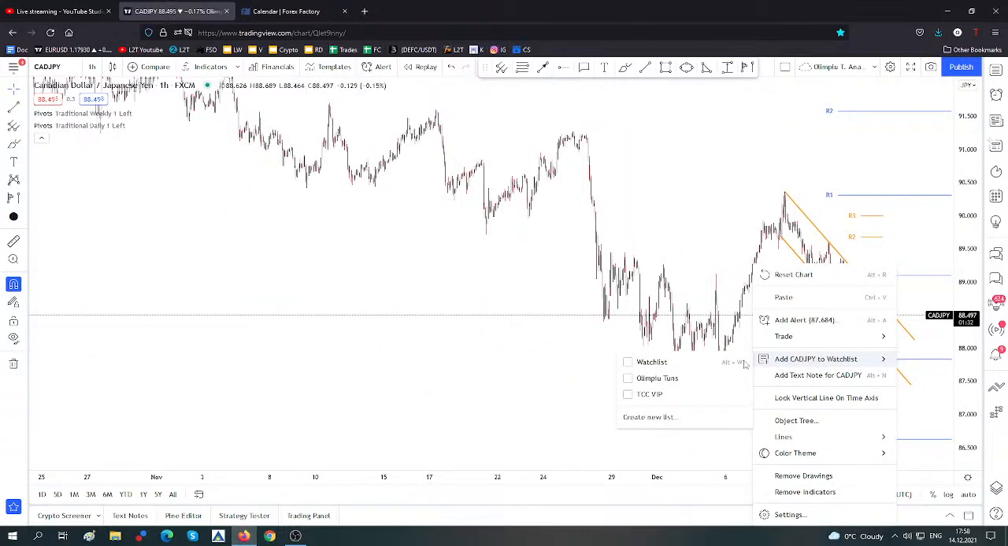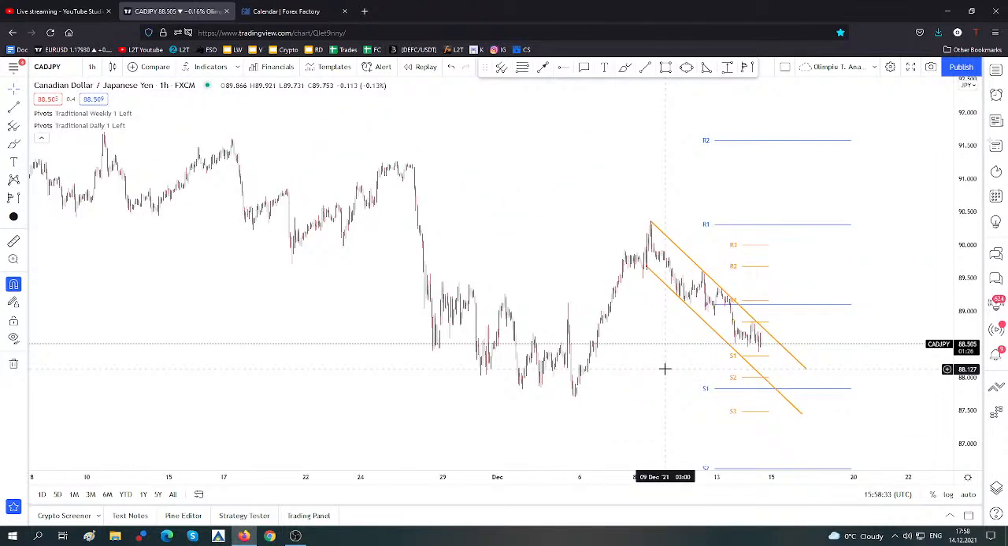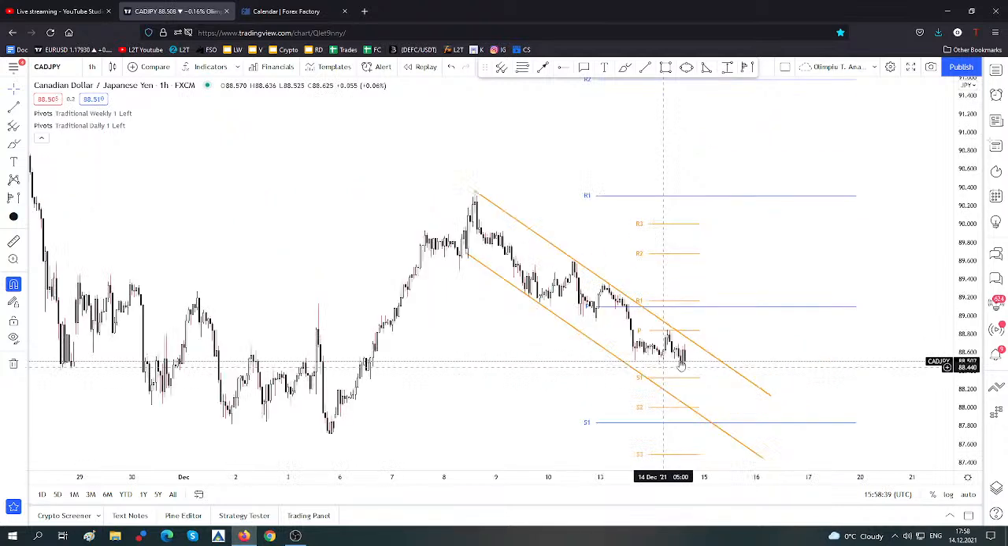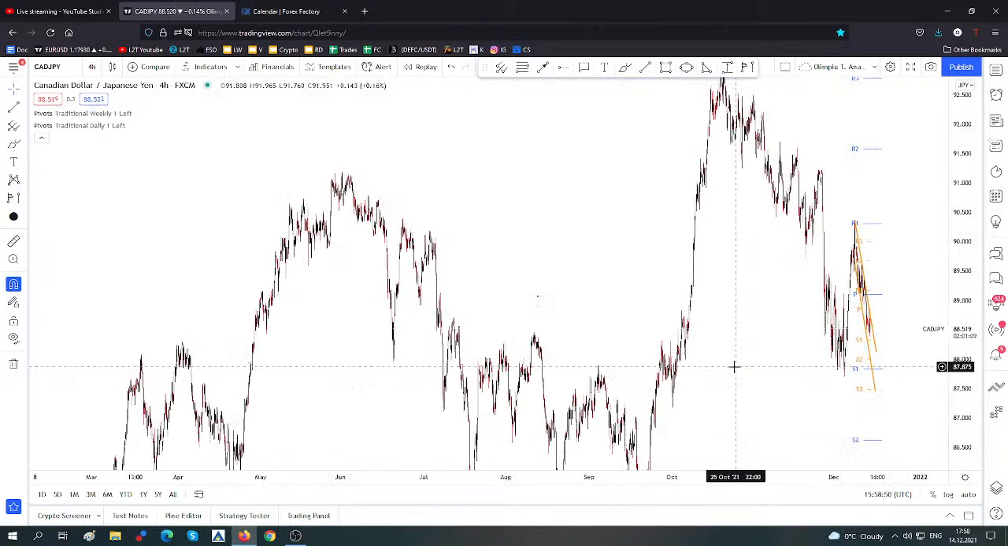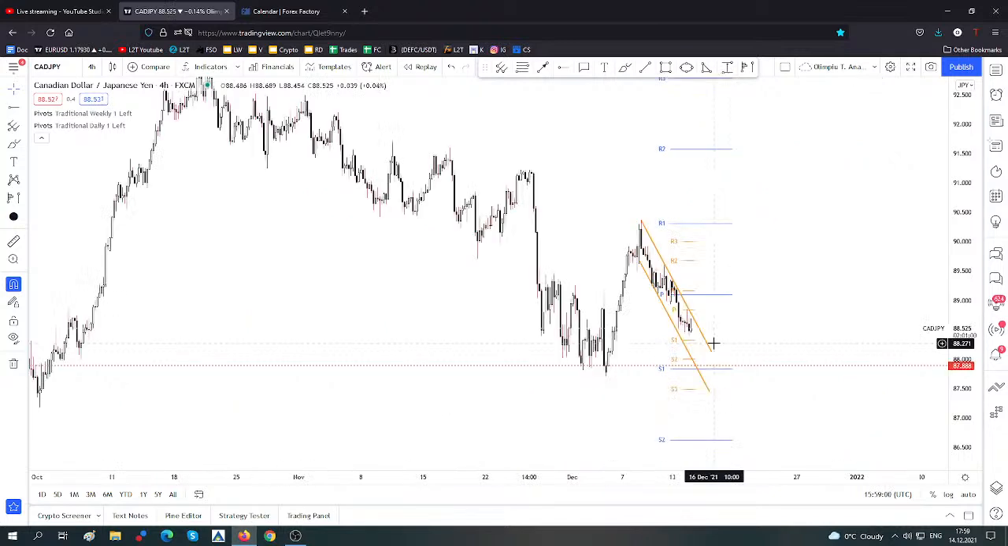Maybe after this strong leg higher, a temporary drop was naturally expected. That's why I'll wait for a valid breakout above this downtrend line before considering going long. Canadian dollar, Japanese yen. So something like this. It has reached this former high support level right now. Temporary drop maybe.